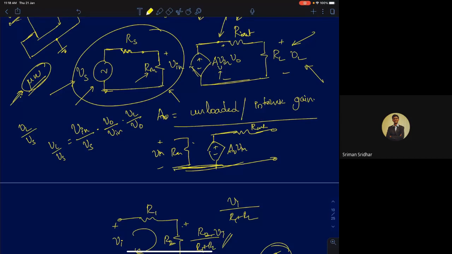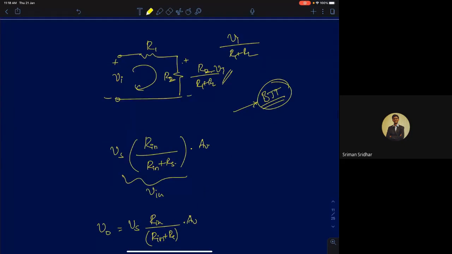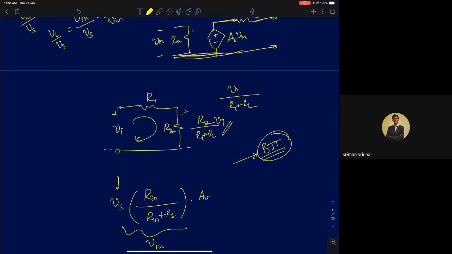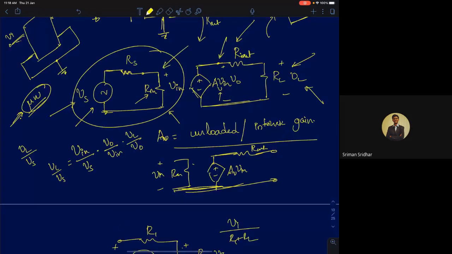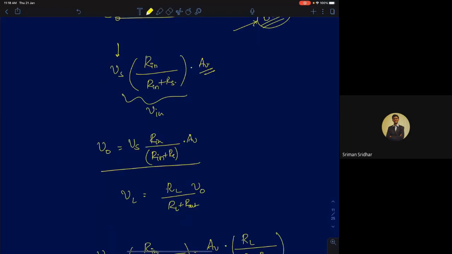Is that okay? If it's a potential divider network, I think you are aware of this, right? You should be able to do a potential divider from memory. So your input voltage V in can be written as Vs into Rin by Rin plus Rs. So you are now at this point. You have now come to V in. Next, your V0 voltage is simply V in multiplied by AV.